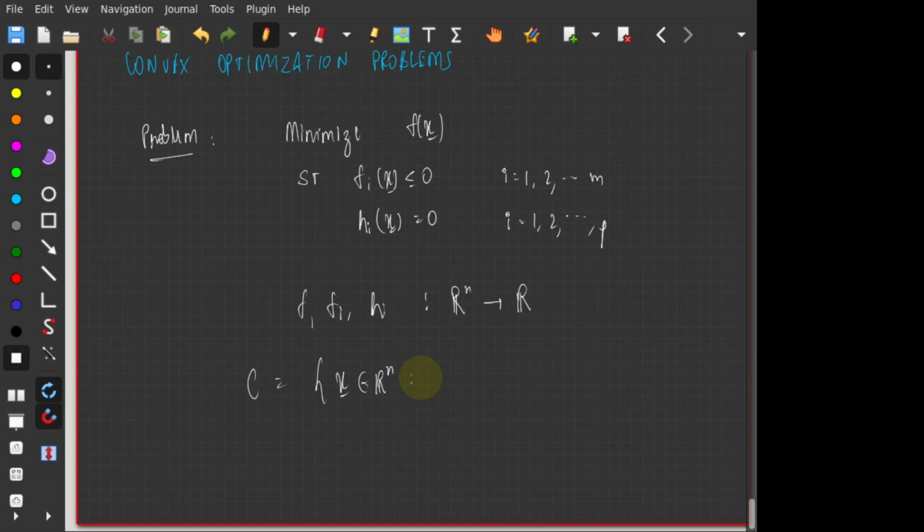So for every i, fi of x should be less than or equal to 0. So f1 of x should be less than or equal to 0. f2 of x should be less than or equal to 0. Up to fm of x should all be less than or equal to 0. m will be less than or equal to n. It could be anything. Doesn't matter.